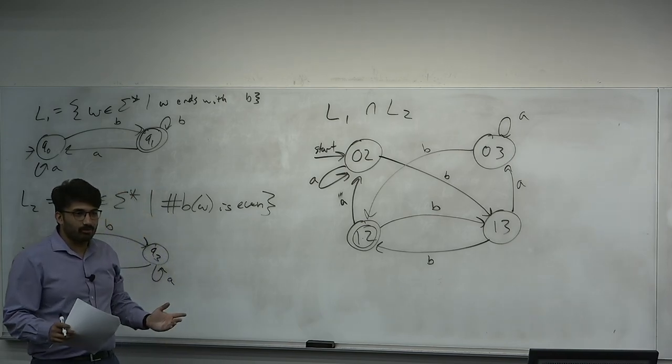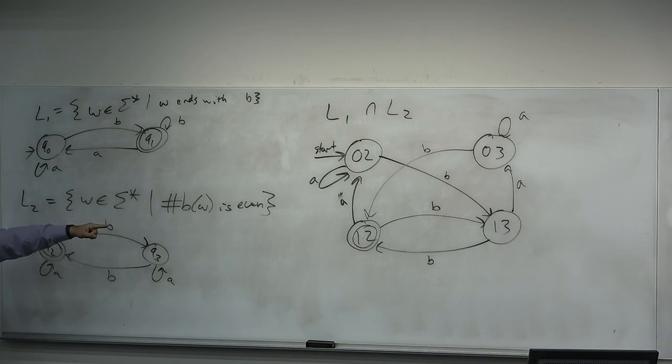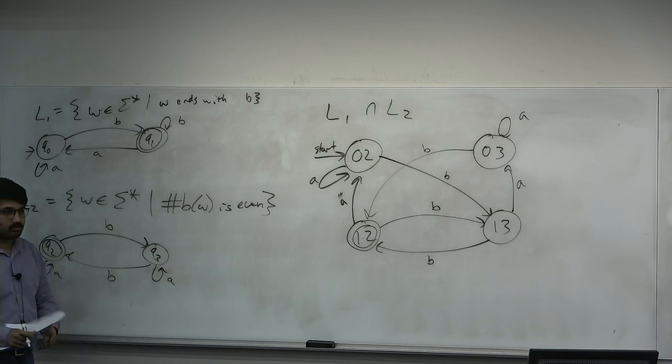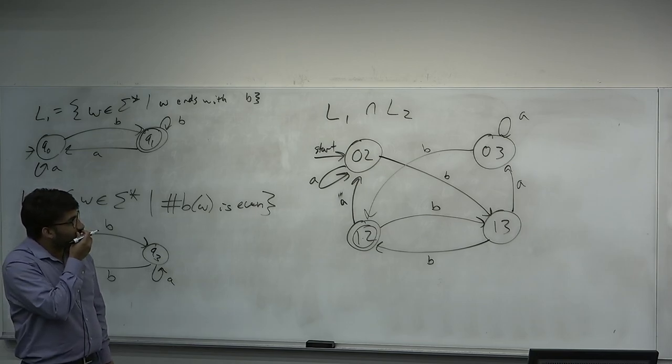It's like if it's both, right? It's "and." So this DFA will accept strings that what? That end with a B and have an even number of Bs. It keeps track of both of those things. So using a small DFA, we build a big DFA. We immediately have a DFA for the intersection.